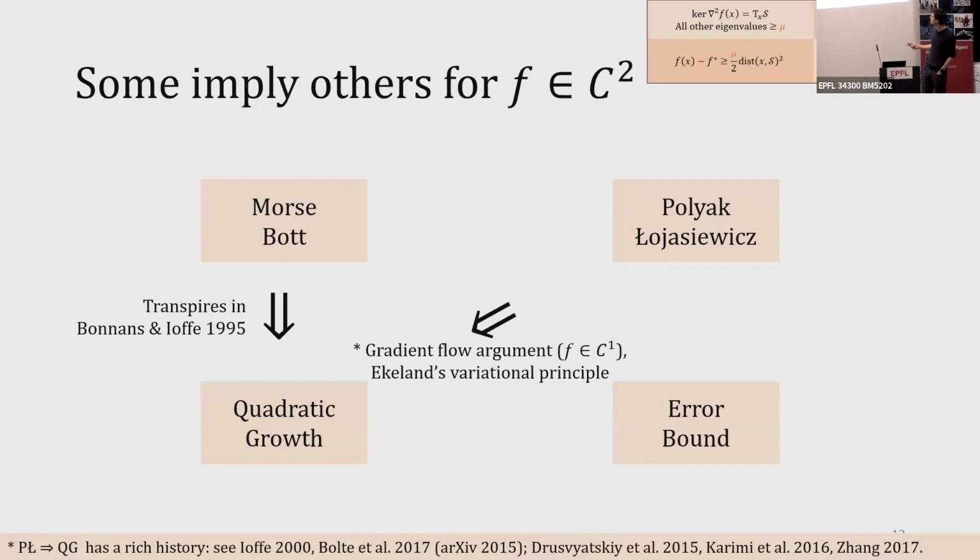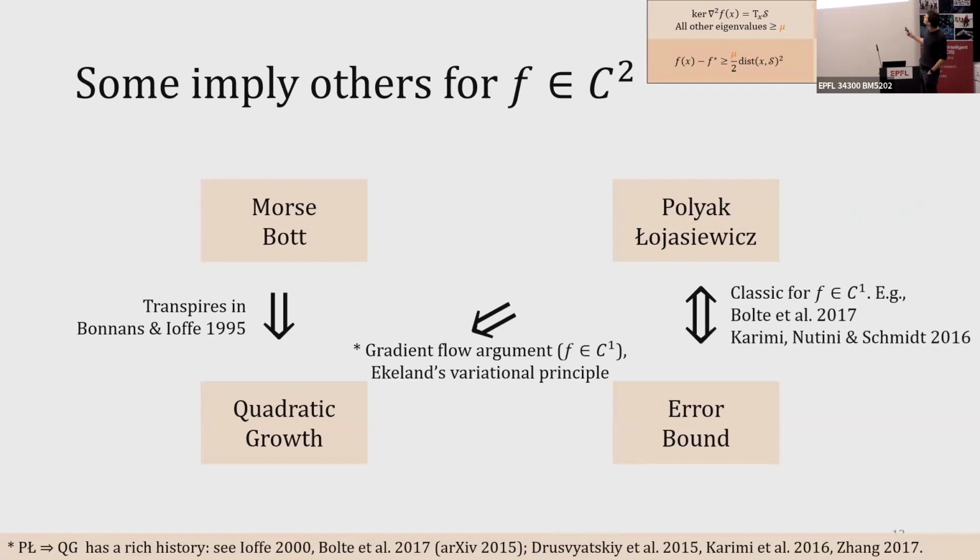There are some papers by Drusvyatskiy and colleagues, by Karimi et al. PL implies QG has been around for a while, and there's a rich history to that. You only need f to be C1 for that to be true. It's quite nice. You can also find references that tell you that PL and error bound are actually equivalent, up to the fact that you might lose quite a lot in the constant by going from EB to PL. But other than the constant, already for a function which is C1, the two imply each other.